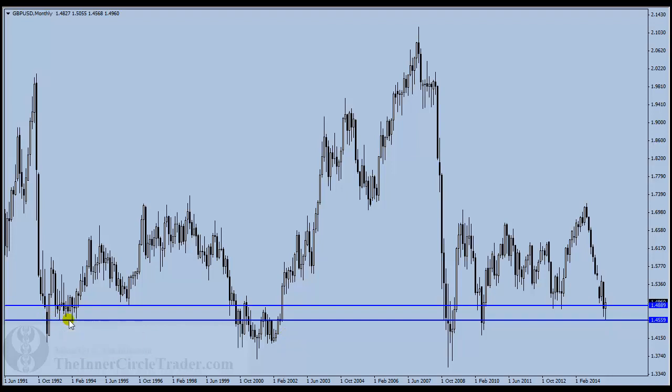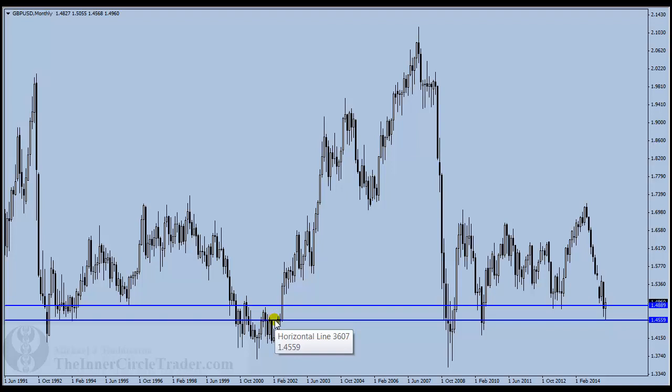Look at the lows of these candles back here. Look at the high of this candle. Look at the bodies of this candle here. All these three candles in here. This candle here, the body of this candle, the body of this candle, and the body of this candle. You see how that's all really close to that same overall price level?